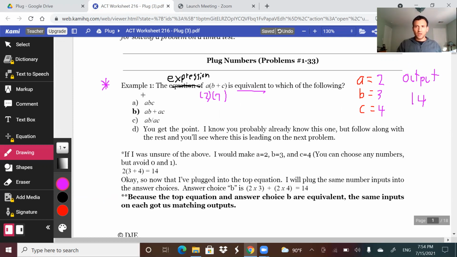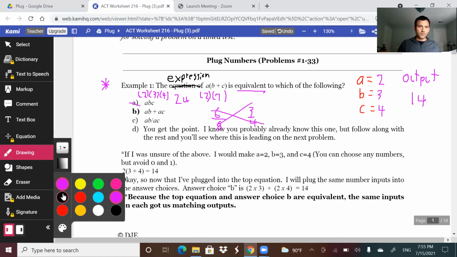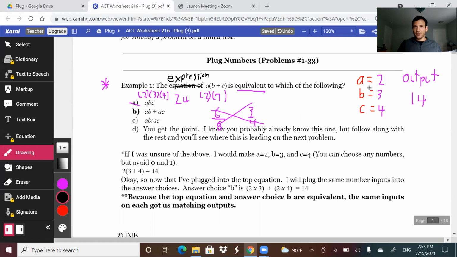Well, ABC is just 2 times 3 times 4. Well, that gets us 24. That doesn't match our output because it's not the right expression. If we look at this one, A times B is 6 divided by A times C is 8. Well, 3/4 certainly doesn't match what we're trying to get. But if we look at answer choice B, A times B is 6, A times C is 8, and sure enough, we get an output of 14.